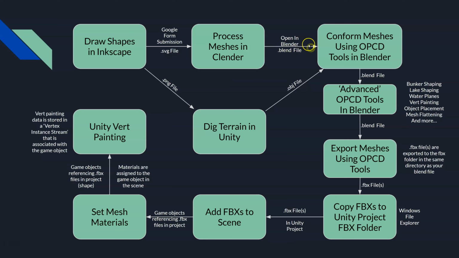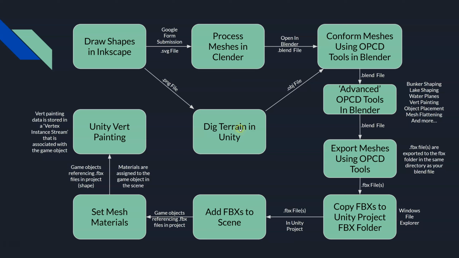So we now have a blend file. Well, the other part that we did is we made a PNG file, which is an image of our Inkscape shapes, and we pulled that into Unity. And the next step there is you do some digging in Unity, on your terrain. You manipulate the terrain. You might want to deepen your bunkers. You might want to deepen your lakes, dig some streams. However, a lot of that is done now in the advanced OPCD tools.